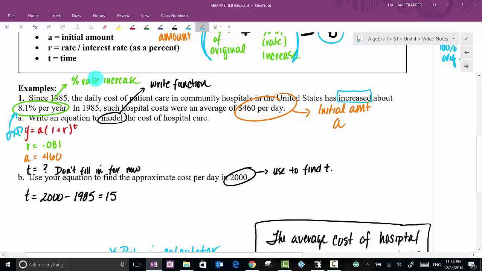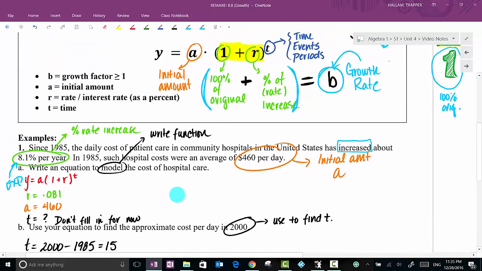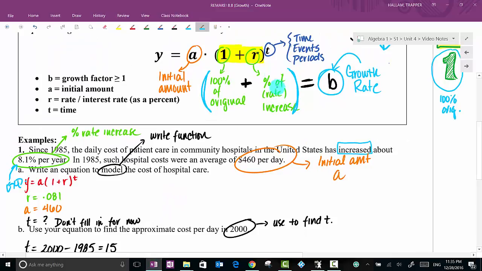So if we look back, finding our information, hold on one sec, we got a little stuck. Get back unstuck here. So you can see there's our R, that's our percent of increase, right?